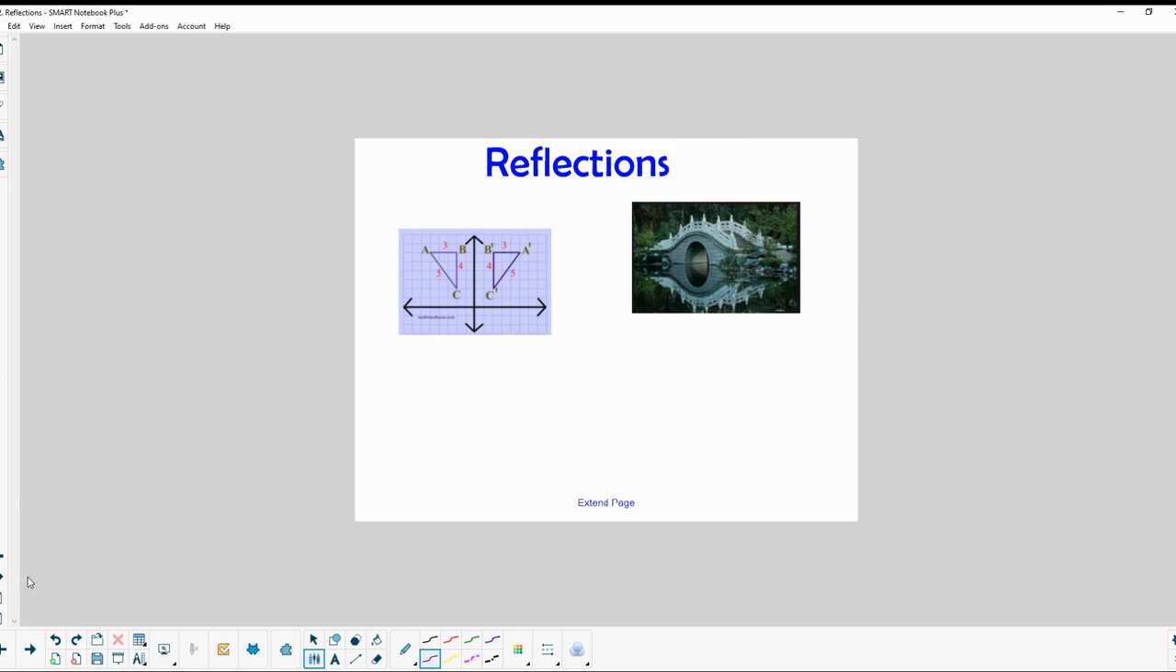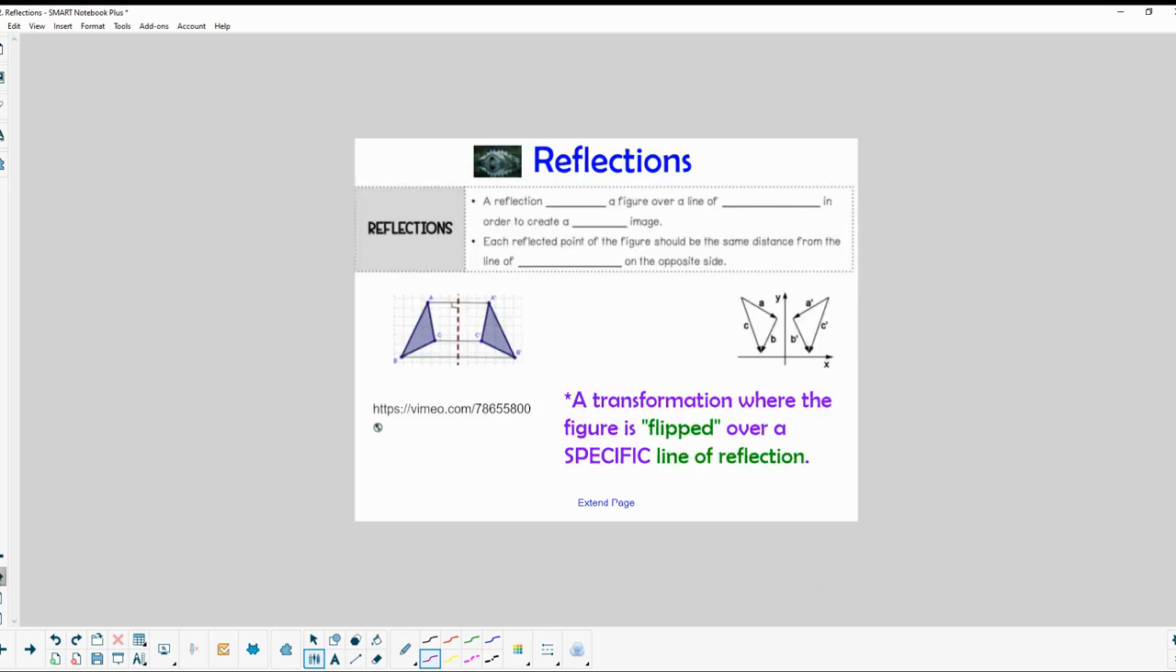All right, so today we're talking about reflections. So basically, a reflection is something that flips a figure over a line of reflection in order to create a mirror image. Each reflected point of the figure should be the same distance from the line of reflection on the opposite side. It's a transformation where the figure is flipped over, so it would be a rigid transformation, meaning that the shape and size of the object would remain the same.